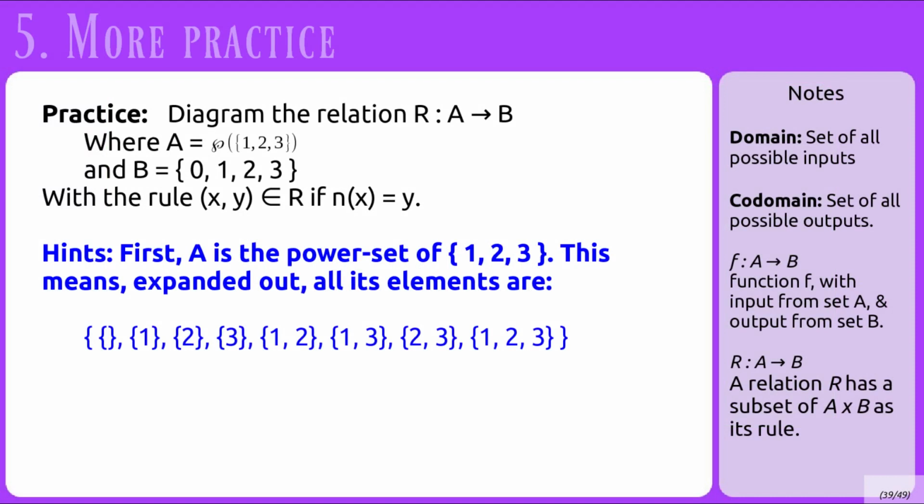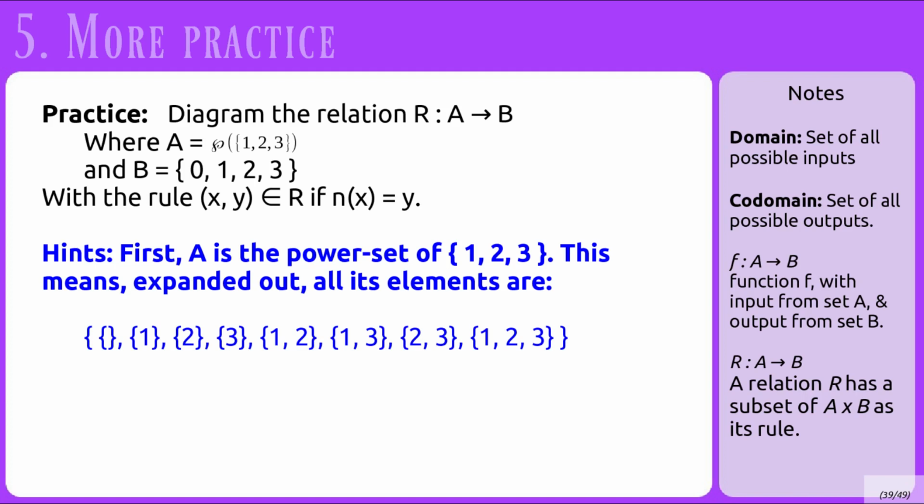Another type of problem you'll see is like this, so let's step through it really quick. Diagram the relation R from A to B, where A is the power set of the set {1, 2, 3}, and B is the set {0, 1, 2, 3}. The rule is that the pair xy is in the relation R if the size of set x is equal to y. So first, let's look at the domain A.